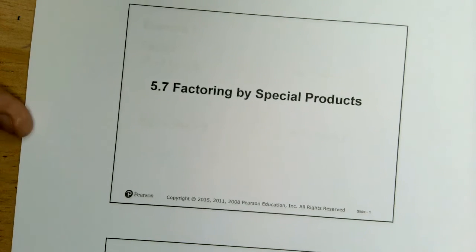Hey guys, this is 5.7, factoring by special products. And basically, we are practicing some shortcuts for factoring.